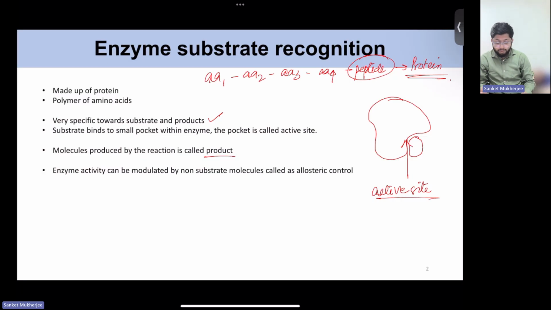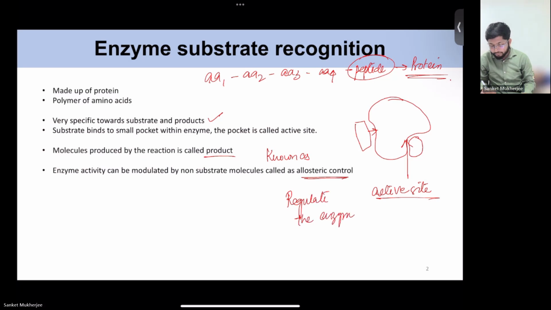The enzyme activity can be modulated by non-substrate molecules, known as allosteric control. For example, if there is something else that can bind somewhere else and can regulate the enzyme activity, that is called an allosteric regulator. We'll talk about these in specific when we study enzyme substrate kinetics.